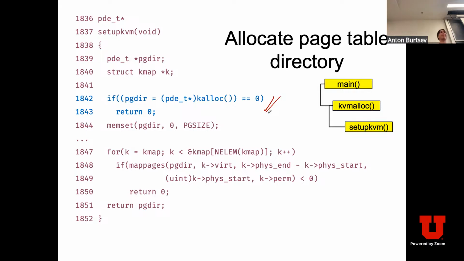Agree? We're using the function kalloc, which gets us a page from the memory allocator. We're assigning it to the page table directory. If there is an error, we return. Not sure that we check for this return value. Maybe we do, maybe we don't. But I wanted to ask you a question.